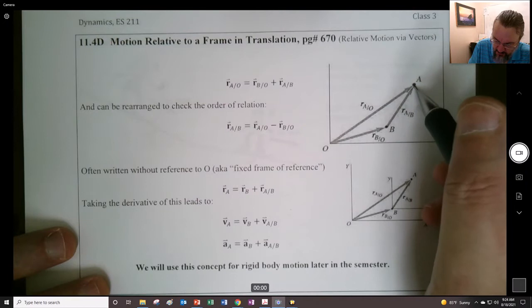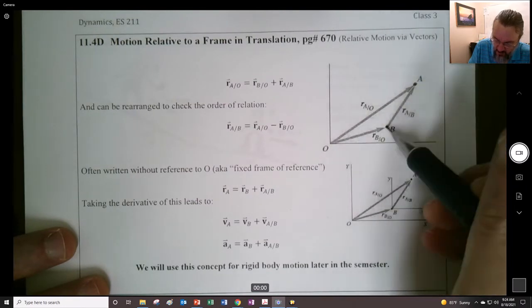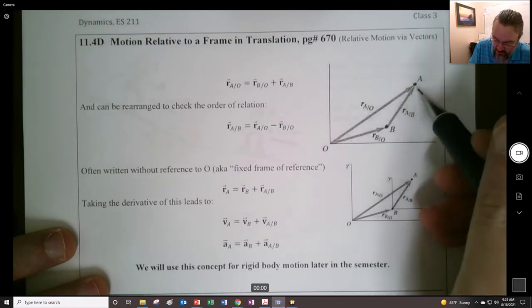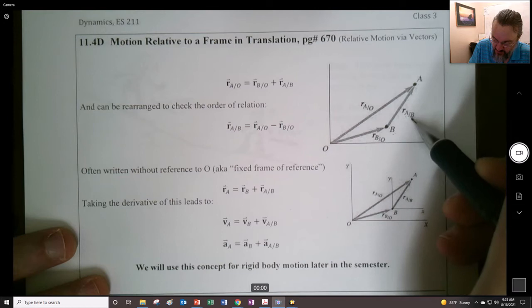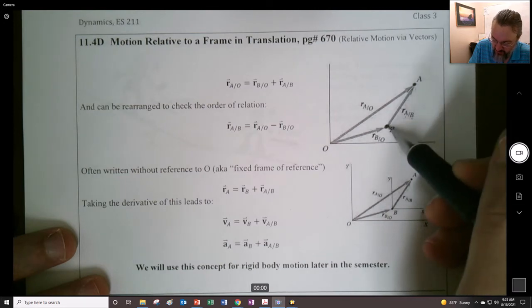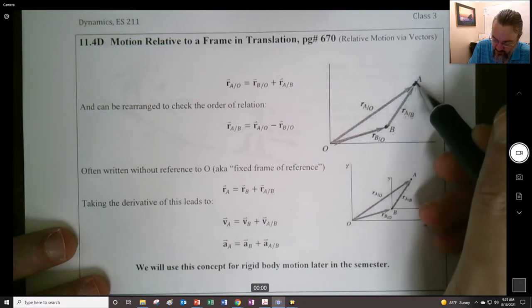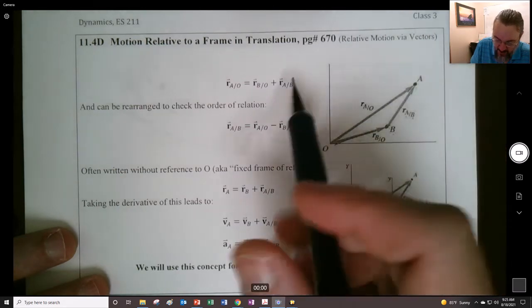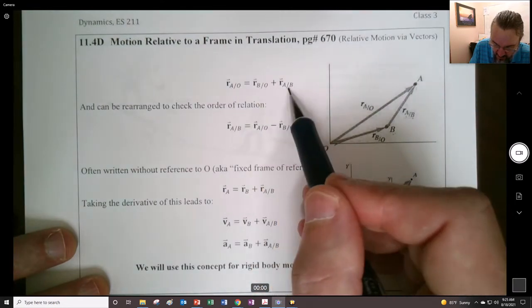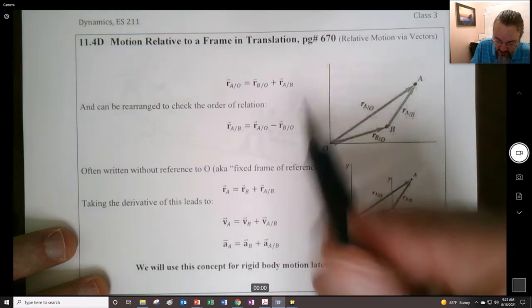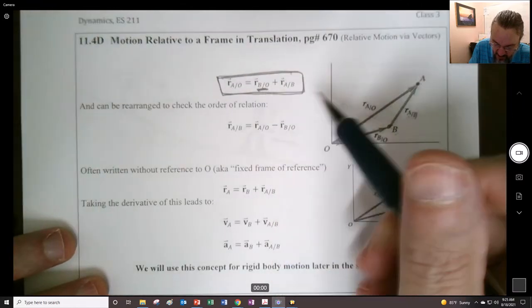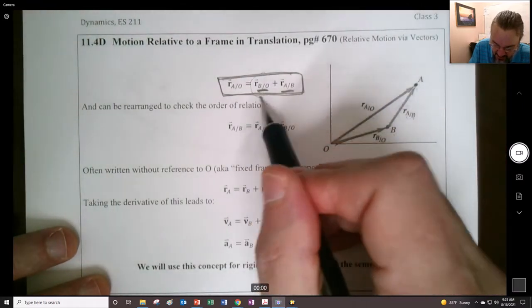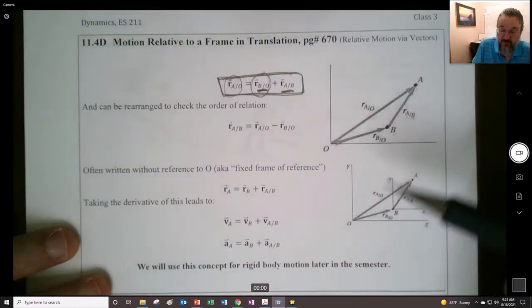If we want to find the position of a point A, and let's say we know the position of another point B, like we know where B is, and we know where A is with respect to B. Remember, we say that phrase, A with respect to B. If we know where B is and we know where A is with respect to B, we can find the position of A. This is the main equation for that: we know B, we add A with respect to B, so B becomes the reference, and we can find the location of A.